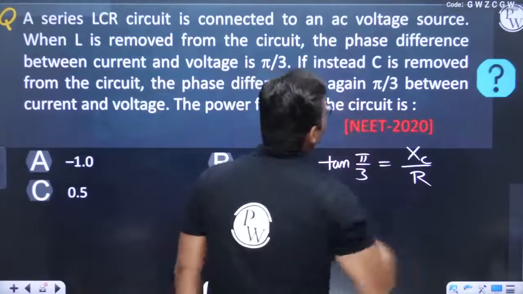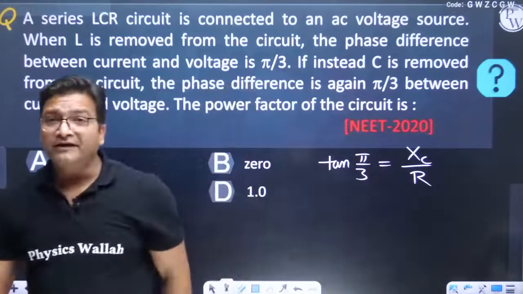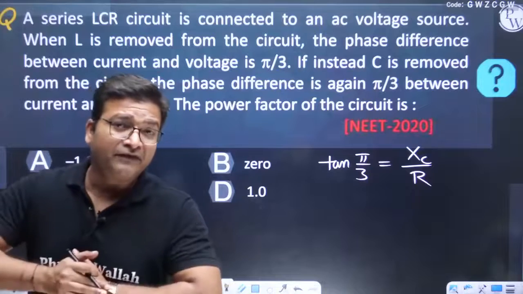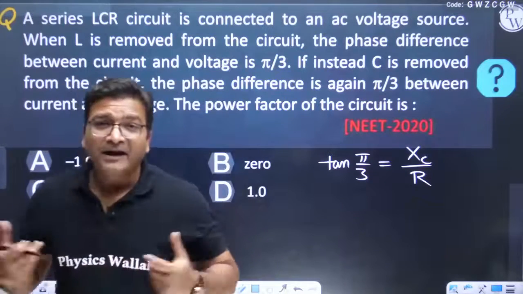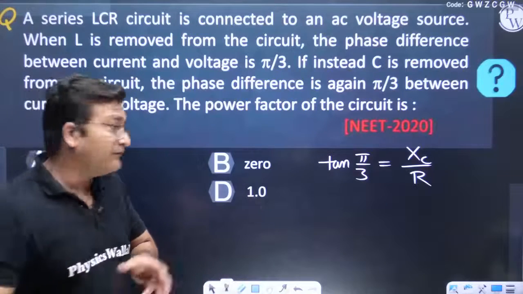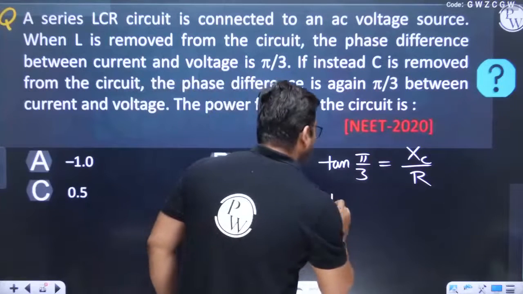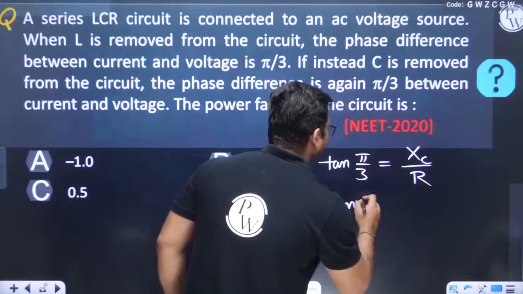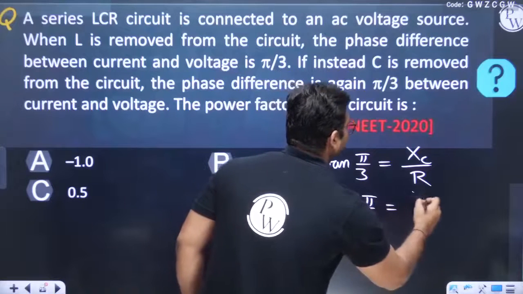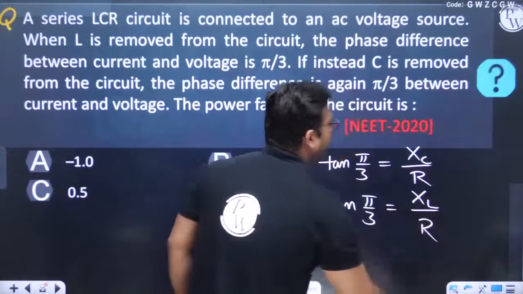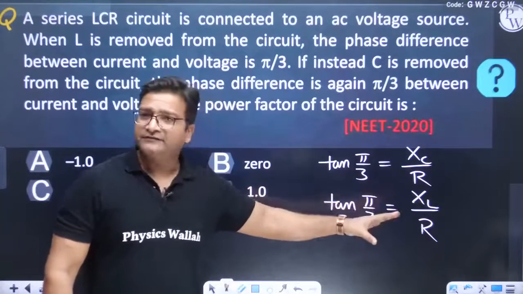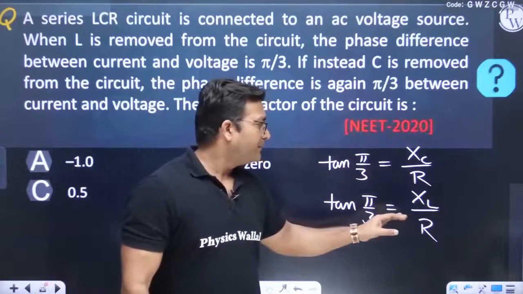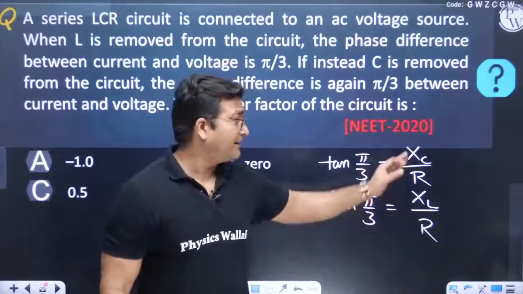Now in the next line they say if C is removed, if the capacitor is removed instead of the inductor, the phase difference is again pi by 3. This time we have inductor and resistance, so I think you will write tan pi by 3 this time will be equal to XL by R. If you compare these two equations, you will notice that they give you the result that XC equals XL.